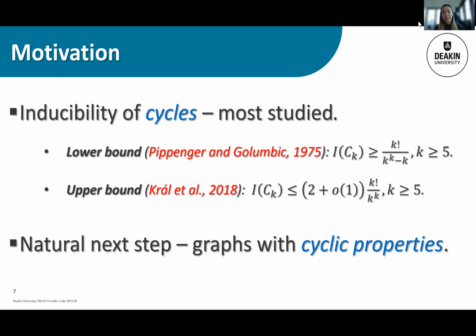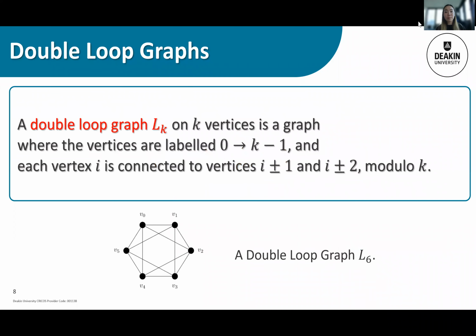And our choice of that is the family of double loop graphs. So what is a double loop graph? A double loop graph L_k on k vertices is a graph where the vertices are labeled from 0 to k minus 1, and each vertex i is connected to vertices i plus or minus 1 and i plus or minus 2, with indices modulo k. Just an example, in the figure, we've got a double loop graph of order 6.